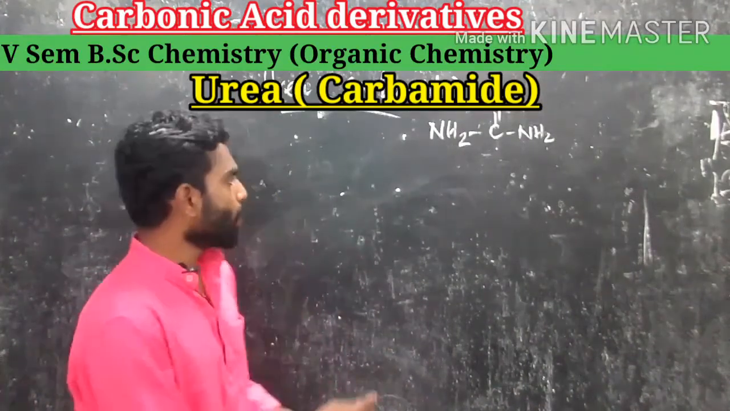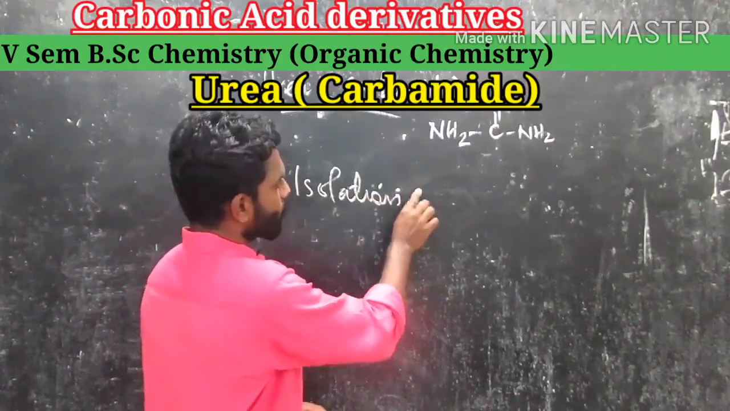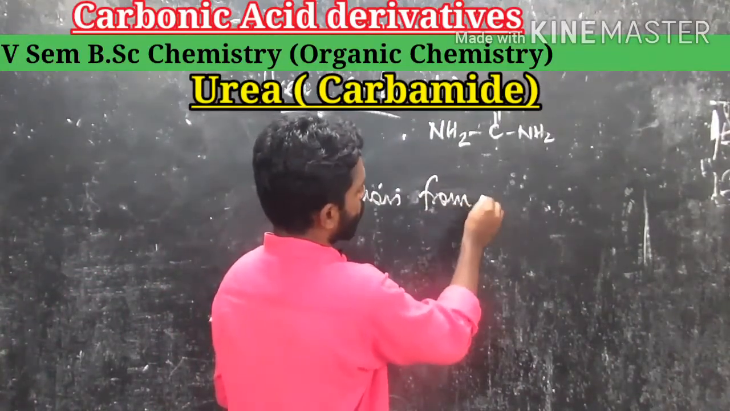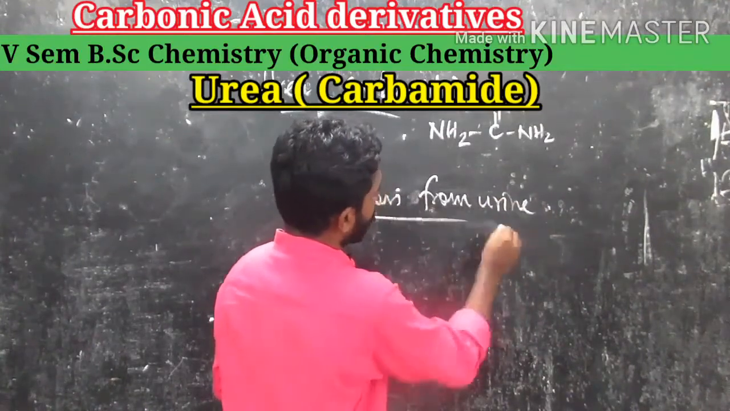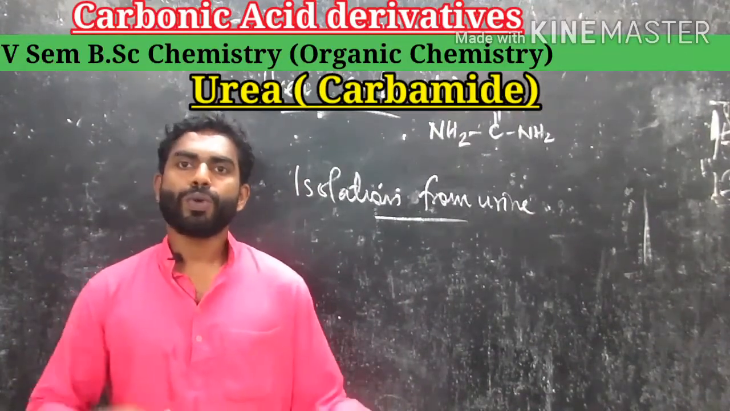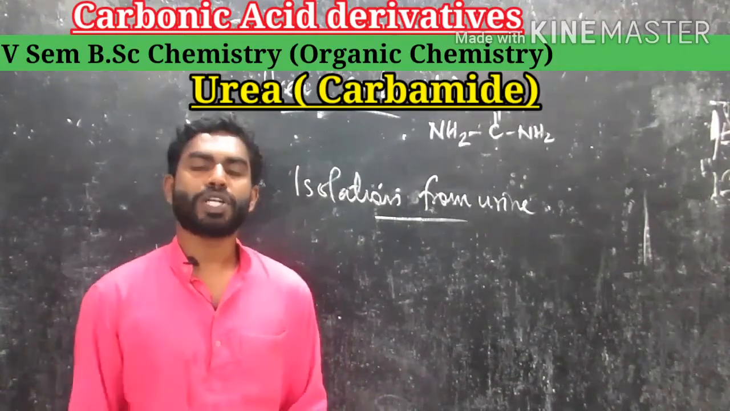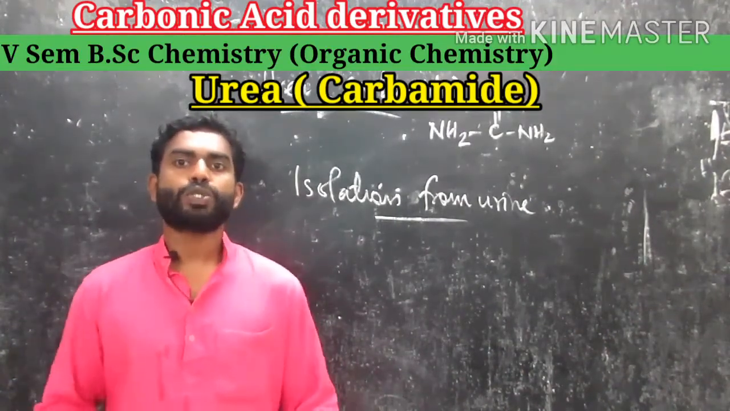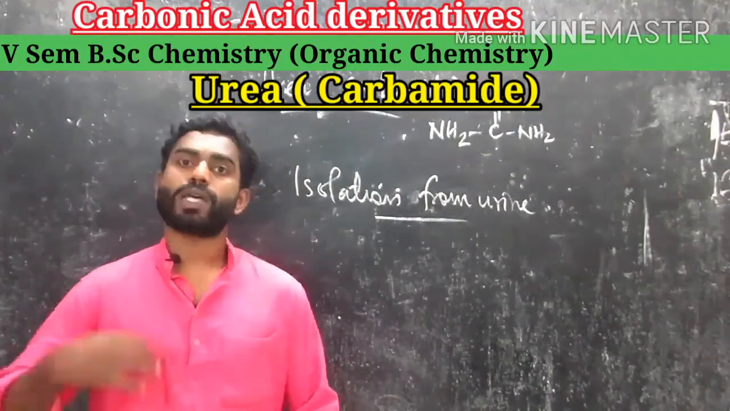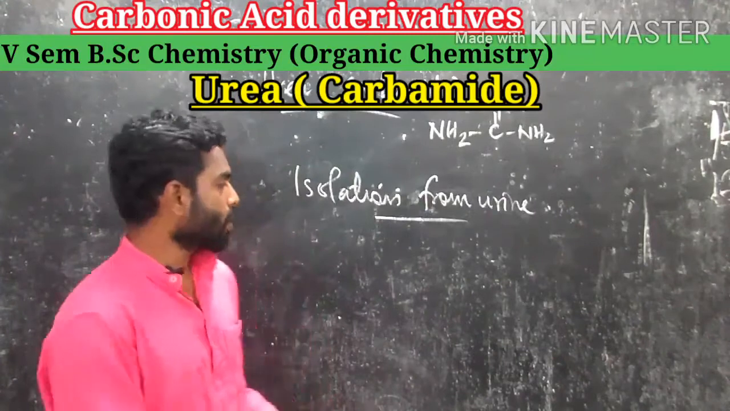Isolation of urea from urine. Urine is concentrated by evaporation and then treated with an oxalic acid solution to precipitate urea oxalate. So urine is first concentrated, then oxalic acid reacts with the urea to give urea oxalate.